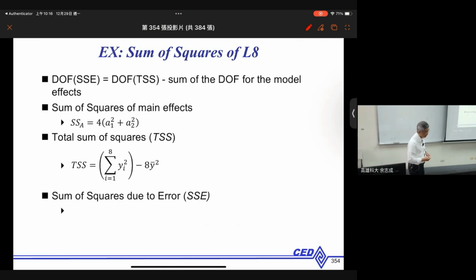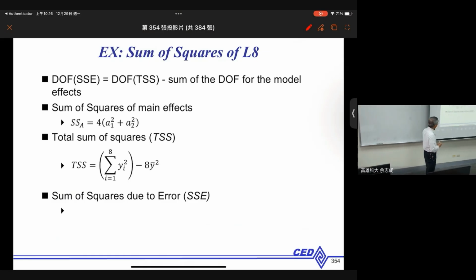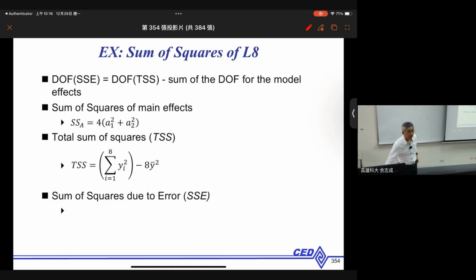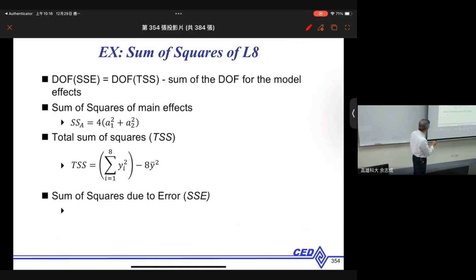Similarly, if it is L8, then each factor will have 2 minus 1 degree of freedom. And in this L8, each level will appear 4 times. So when you calculate the sum of square due to A, this M, the number of repetitions in the experimental design for each level, will be 4 times, right? In L8, 4 of the experiments have A set at level 1, and 4 at level 2.